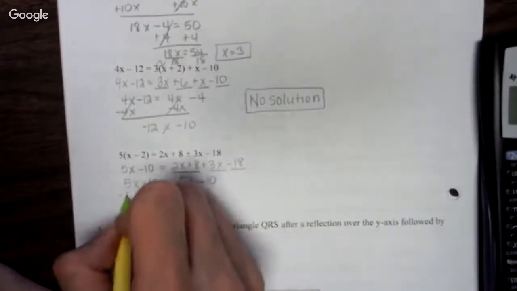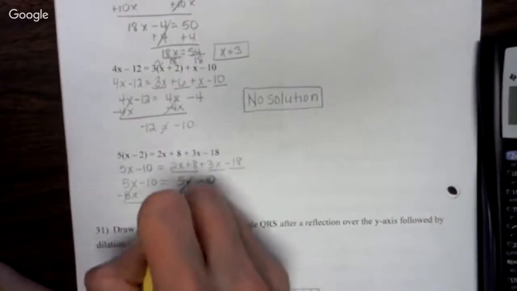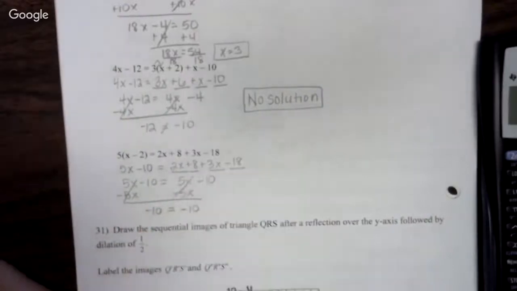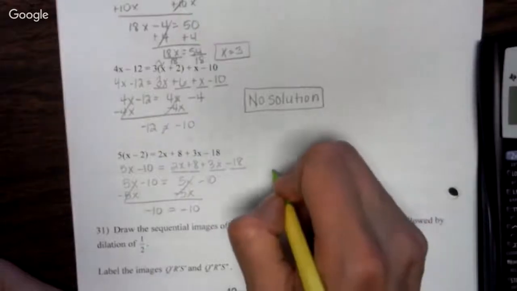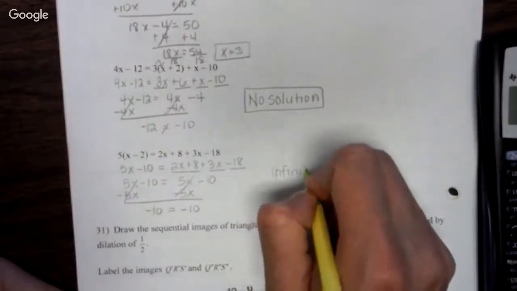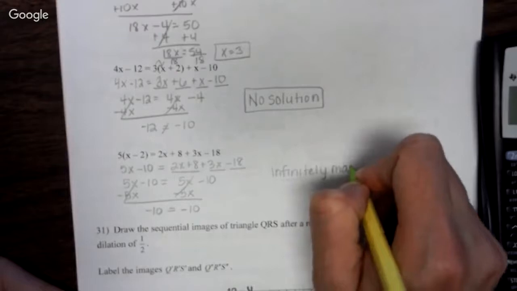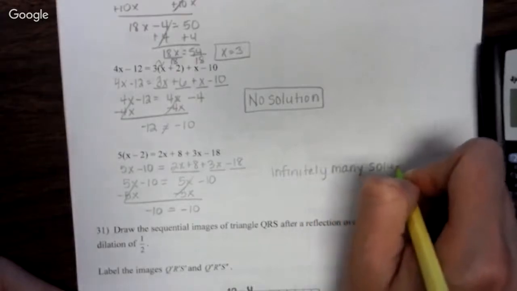Let's combine our x's first, and notice that they're going to cancel out again. But this time we're left with negative 10 equals negative 10. That means no matter what you put in there, it's going to work, which we call infinitely many solutions.